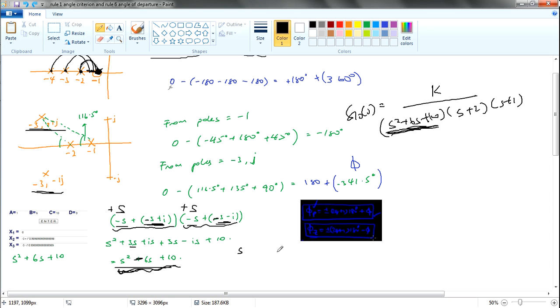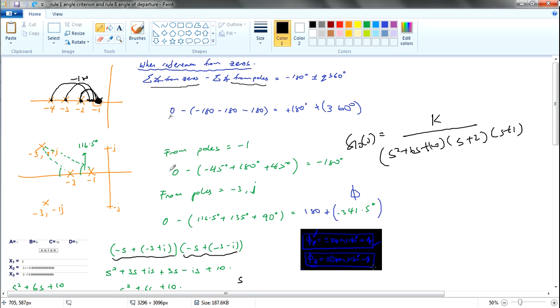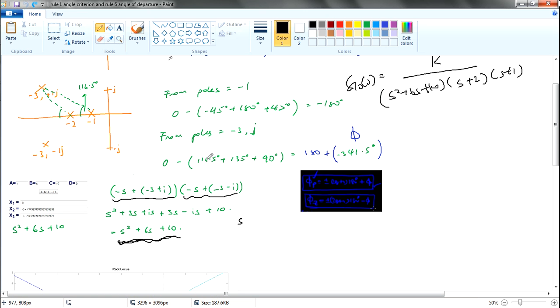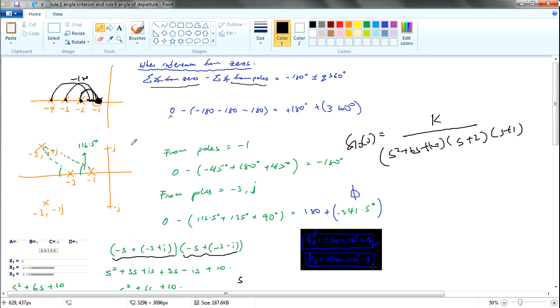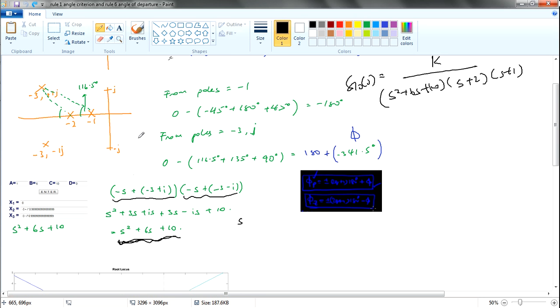So this is the general concept I want to convey, but nonetheless, this is totally unrelated to our angle criterion. So let's continue first. Let's say you want to find the angle criterion from pole equals to minus 1. It should be about this point over here.